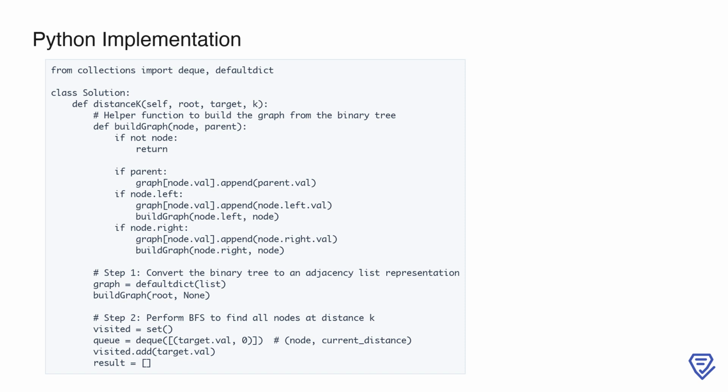Next, we initialize a BFS algorithm to find nodes at the desired distance. We use a queue to keep track of nodes along with their current distances from the target, and we also maintain a visited set to avoid revisiting nodes. At the start, the queue contains only the target node with a distance of 0, and the target is marked as visited. Finally, an empty list result is prepared to store nodes that meet the distance condition.